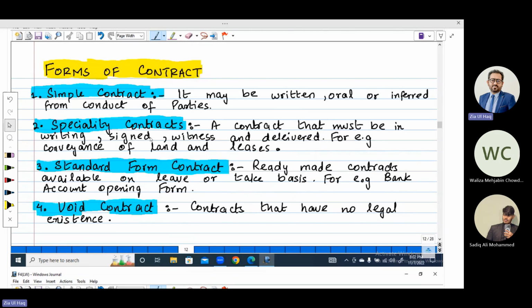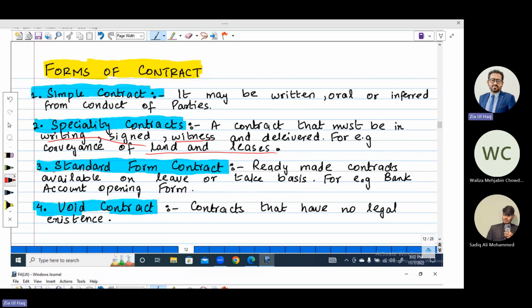What is specialty contract? Specialty contract is a contract that must be in writing, signed, and there should be some witnesses as well. Contracts relating to land or lease are a type of specialty contract, meaning it should be in written form, it should be signed by both parties, and there must be some witness involved in the contract. Simple contract, you are buying any product from any seller. But specialty contract, there are some conditions that must be fulfilled. It should be in writing. It should be signed by both parties and there should be witness, like contract for land and leases.